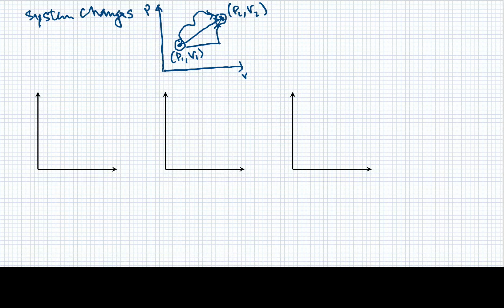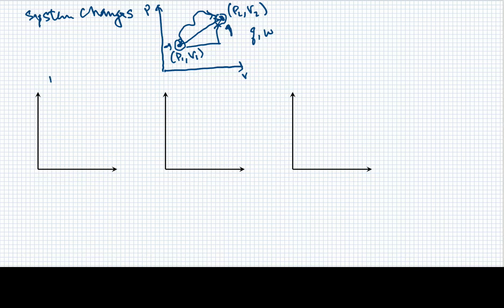However it goes from here to here won't affect the internal energy, but it will affect the heat and the work that are involved in that process. And that's why they are called path functions, because these are different paths that took me from an initial state here to a final state here. All right, so what can some of these initial and final state paths look like?